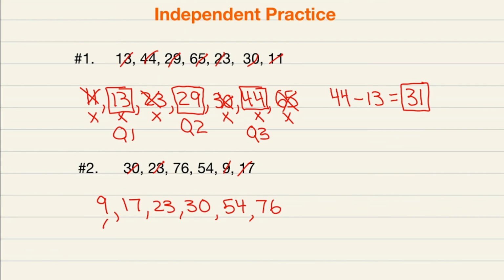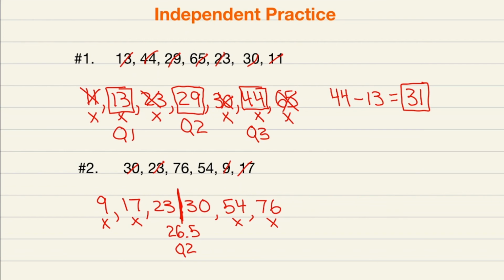Let's cross out our smallest and largest value, our next smallest, our next largest, and now we run across our scenario where we have 2 numbers left. So we first want to add them together. So 23 plus 30 is 53, and then 53 divided by 2 is going to give us 26.5. So 26.5, and that's going to be our Q2, or our median. And again, notice how our data is perfectly split in half. There's 3 numbers below our median and 3 numbers above our median.